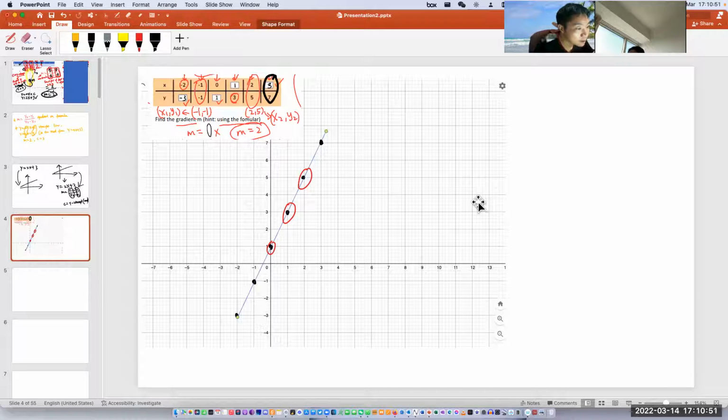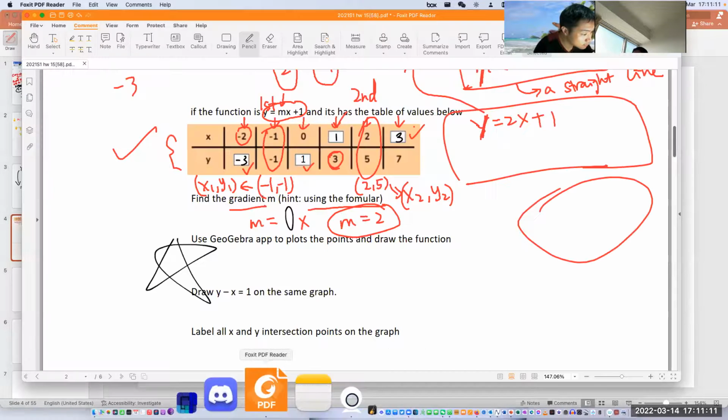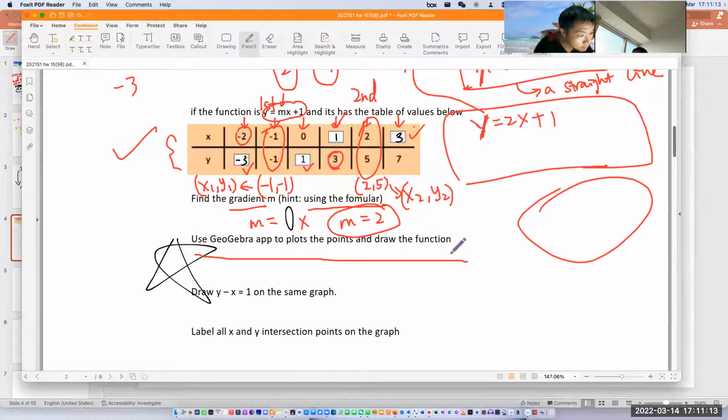Okay. So now the question I ask myself is, free range and free scale. Let's look at the question. Anything they say? No, nothing. Free range, free scale. Up to me. Because they never talk about the range, they never talk about the scale.